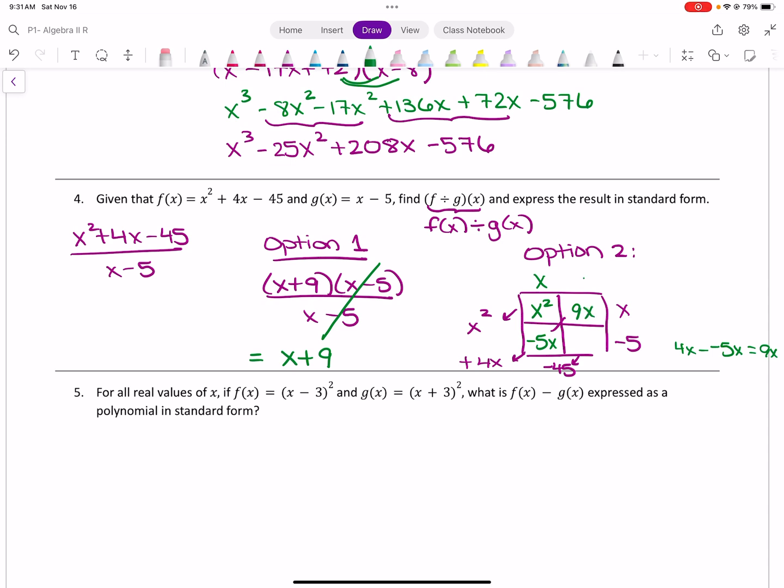X times 9 is 9x. And 9 times negative 5 is negative 45, which adds up. So our answer is x plus 9. Same answer both times, just two different ways to do it. So whichever way you prefer for the division.